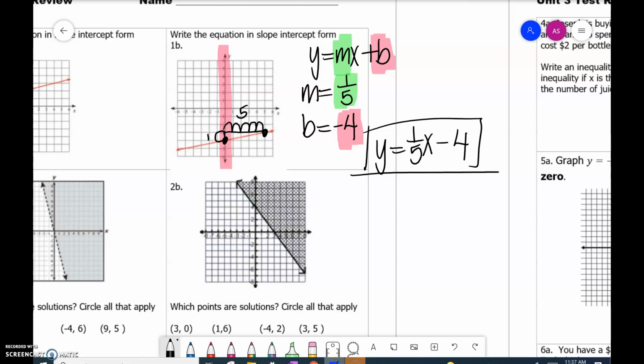Okay. Also keep in mind, you can type this in the calculator and check to see if your answer is correct. If you type it in on a graph, it should be the same thing.